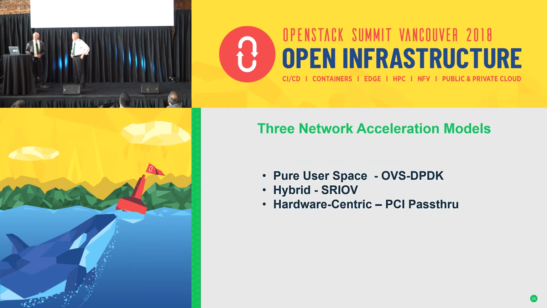Let's blast on to the next slide. Okay, yep. So we've got that summary. Yeah, so basically this is re-emphasizing what Mark was saying. You've got the pure user space, OVS DPDK, you've got hybrid, which is SR-IOV, and then you've got hardware-centric, which is PCI pass-through. Those are the 3 classes or 3 types of network acceleration.